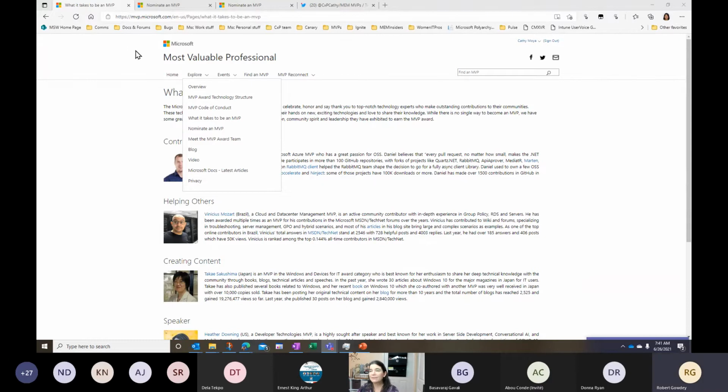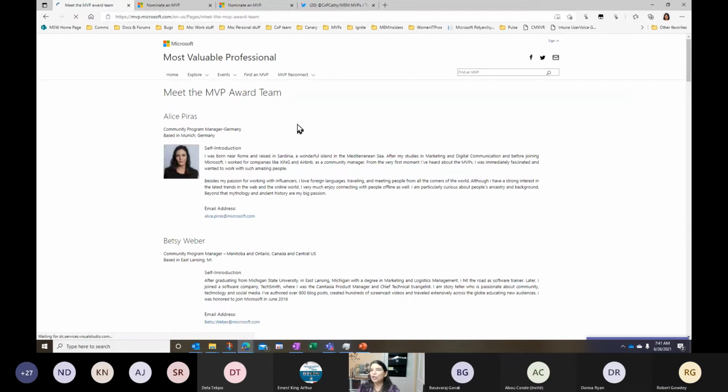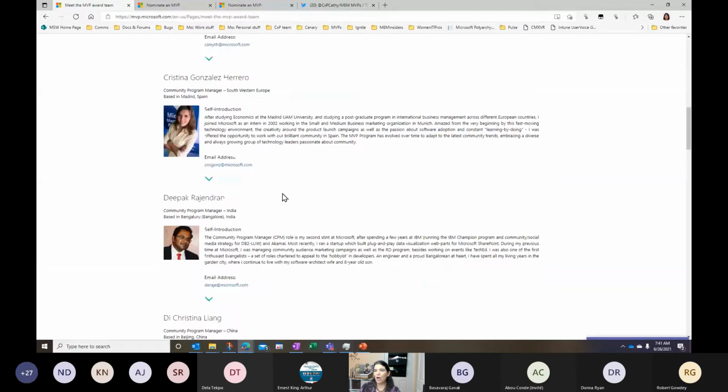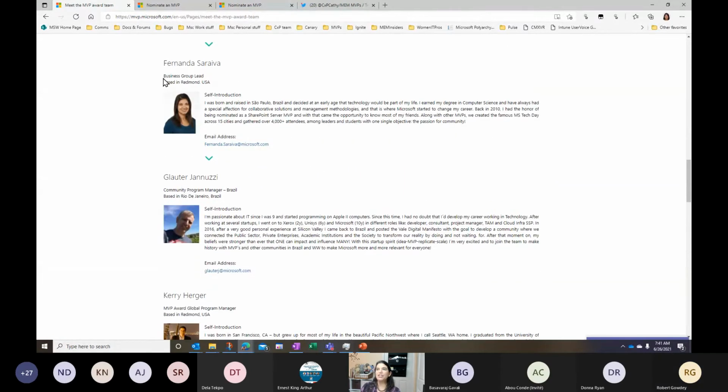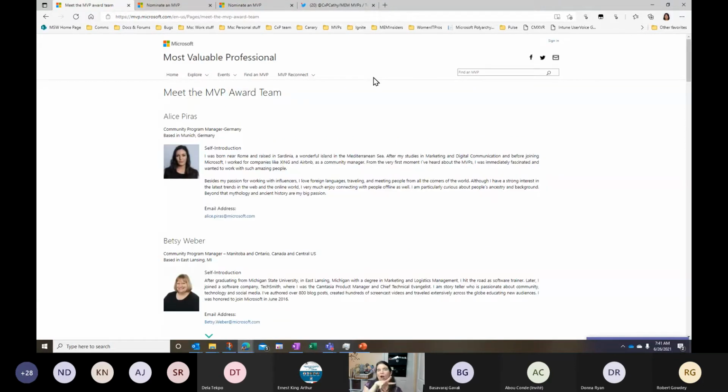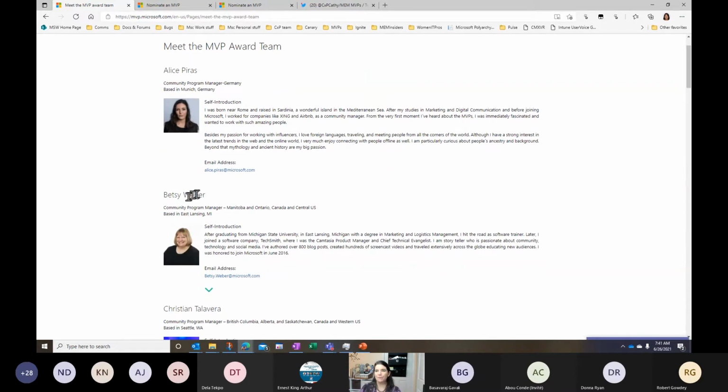Okay, so let's talk about the nomination process. Actually, before I do that, I'm going to say meet the MVP award team, and then we'll go into the nomination process. The people you see here are community program managers, or CPMs, and then also some people down here, business group leads, BG leads. So we really have three different groups that are evaluating MVPs. We have all of these lovely regional people here.